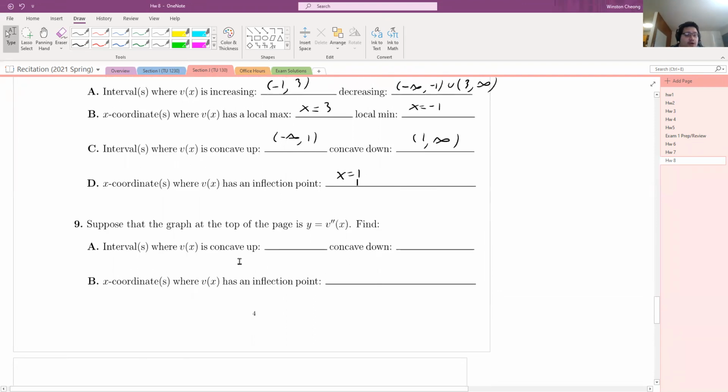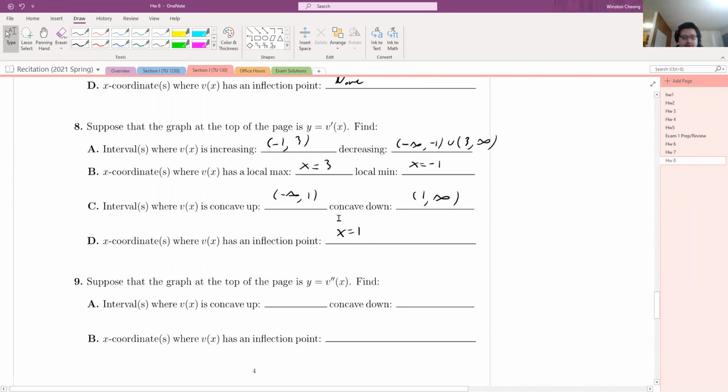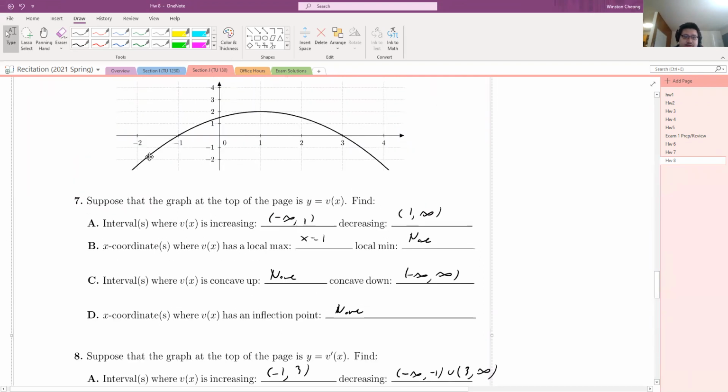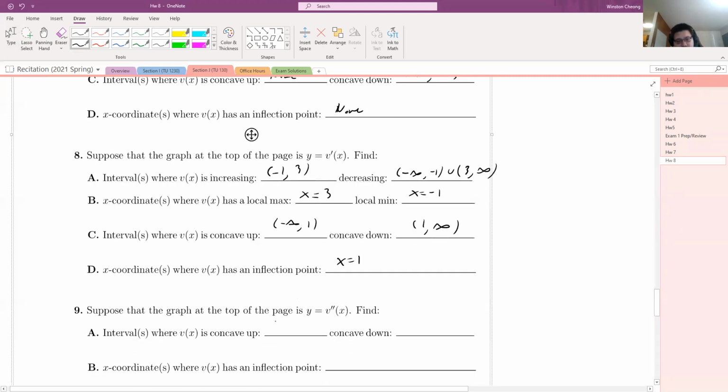Okay. All right. Now for number 9, we reinterpret the graph yet again. So now we think of this as depicting the second derivative. Okay, so concave up and concave down. For a second derivative, that's just, is it positive or is it negative? So that tells us that concave up is going to be when this graph is positive. That's from -1 to 3.